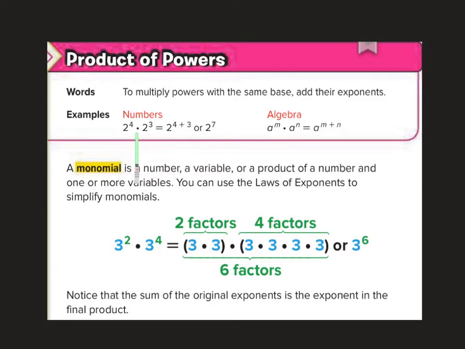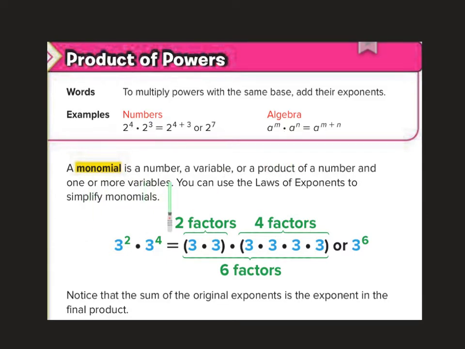So we've got the same base, 2 to the 4th and 2 to the 3rd. That means we can take our exponents and add them. So that would become 2 to the 4 plus 3, or 2 to the 7th. And algebraically, using variables, we could have a to the m times a to the n, which would simply mean a to the m plus n. So the key thing here is we have to have the same base. In this case, we have the same base of 2. In this case, we have the same base of a.